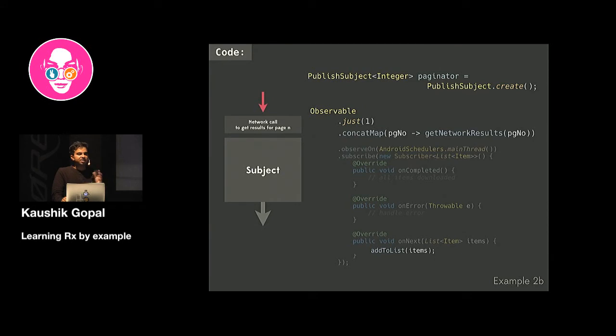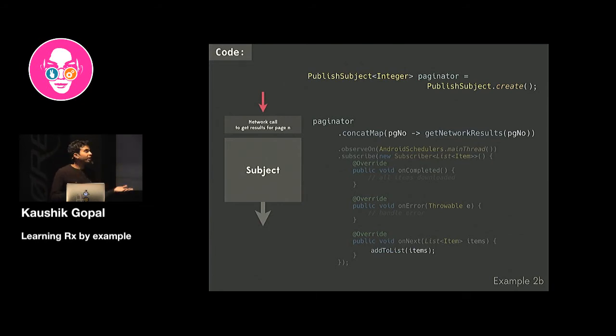There are certain other subjects that do some pretty funky and cool stuff. The replay subject, for example, says: all the events that come down, I'll remember, and I'll replay them to whoever asks me again. Just a side note, for this case, let's just use a publish subject because that's more than enough for our use case. I've created this publish subject, and it acts very much like an observable. So I could knock off the place where I say observable.just(1) and substitute it with this subject, which I call paginator here. And 90% of this example is already complete.